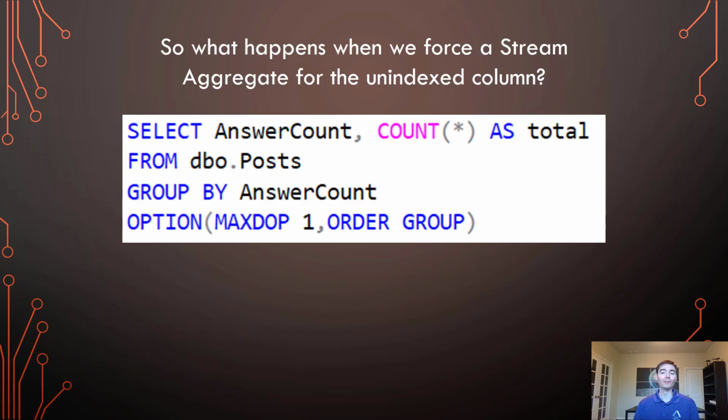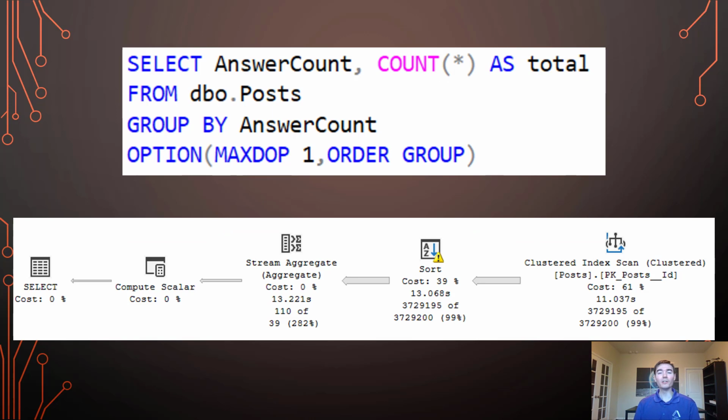So what happens when we force a stream aggregate? Well, we need the sort operator. Remember that stream aggregate only works on sorted data. It has to be sorted somehow, and because that's almost 4 million rows, that sort happens to spill. And this ends up slow. That's a lot slower than under half a second.